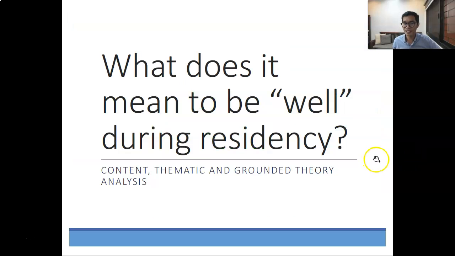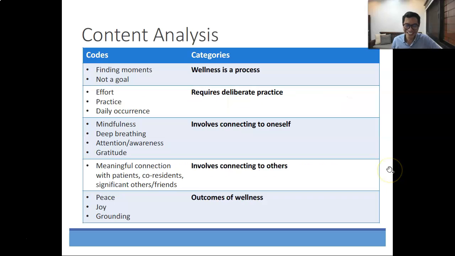So here, let's look at this research question. What does it mean to be well during residency? Because they're doctors, remember residency there. That's the concept, residency for doctors. Now, for content analysis, this is how you can present your data later on.